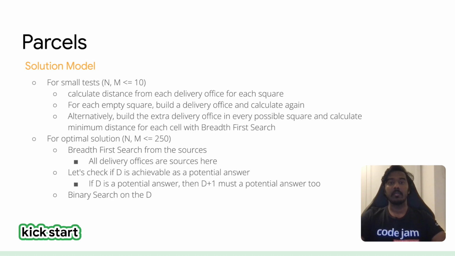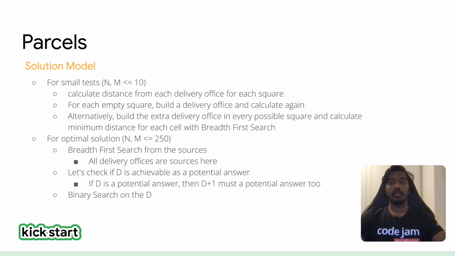For a small test, we can calculate the distance for each square for every delivery office and find the minimum among them. Now for every empty square, we can build a delivery office and check whether it minimizes the distance to a delivery office for each square. Alternatively, we can build a delivery office in an empty square and run a unit cost shortest path algorithm called breadth first search to find the minimum distances to a delivery office for each square.